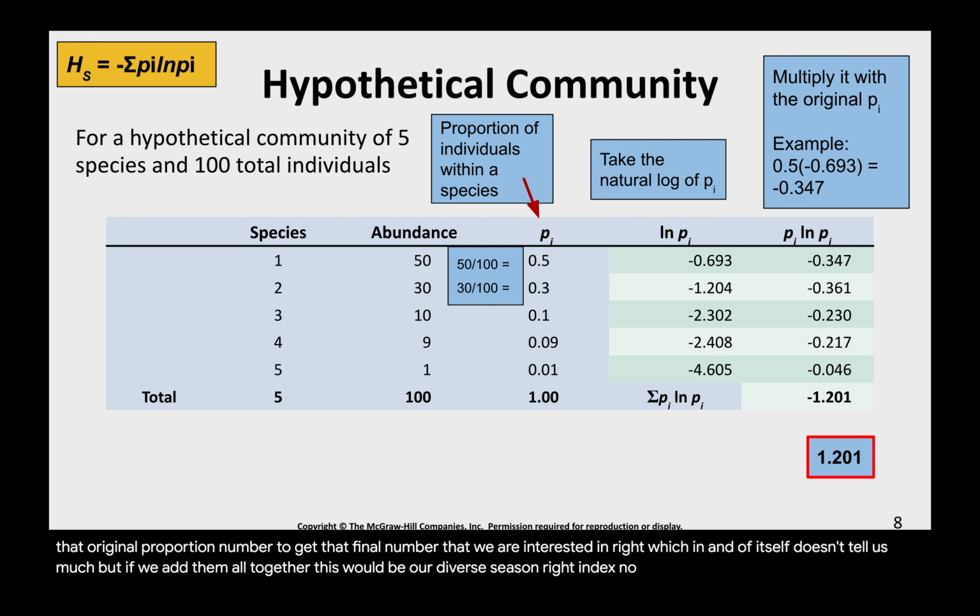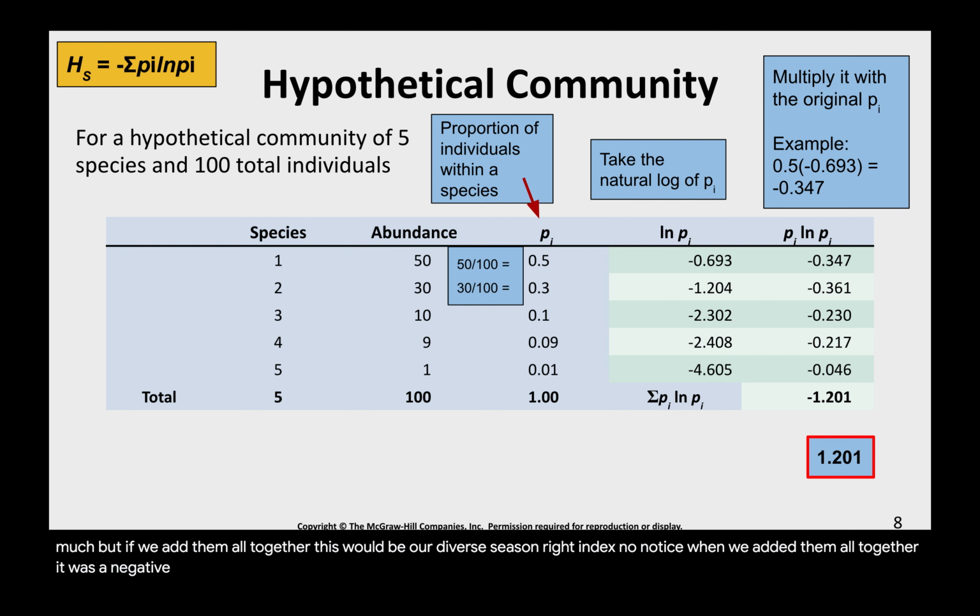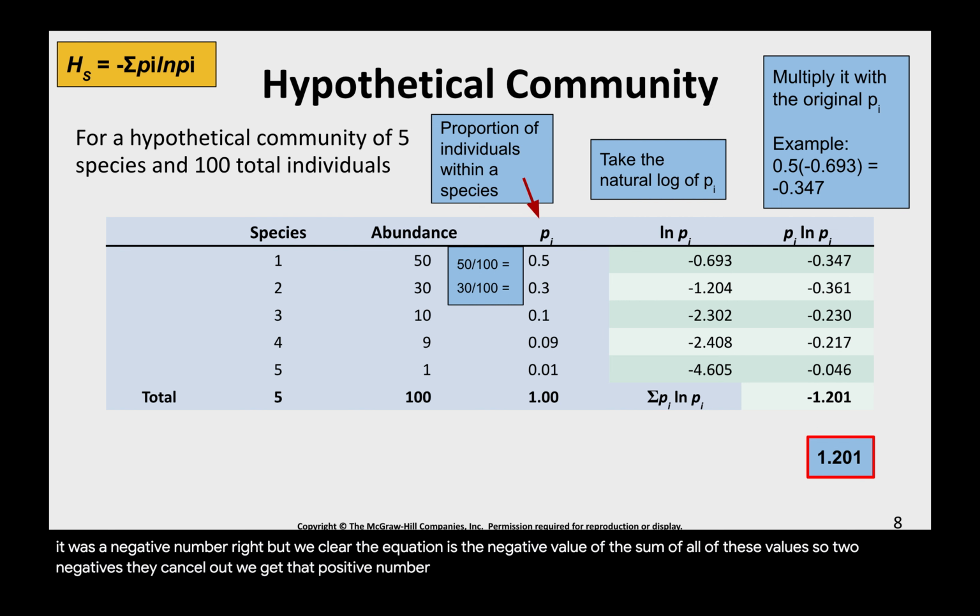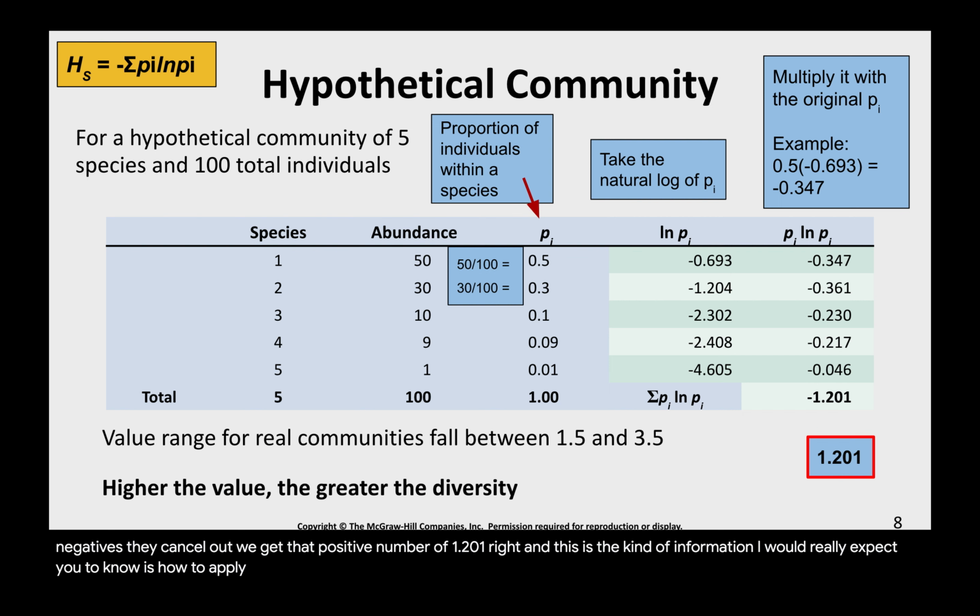Now notice when we added them all together, it was a negative number. But within the equation, it's the negative value of the sum of all of these values. So 2 negatives, they cancel out. We get that positive number of 1.201. And this is the kind of information I would really expect you to know: how to apply that number. What does that number mean? This value is a measure of diversity. The higher the value, the greater diversity there is in that community.